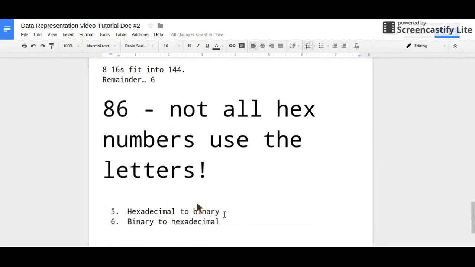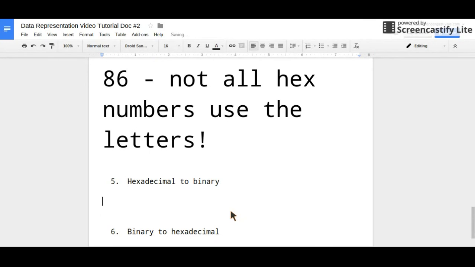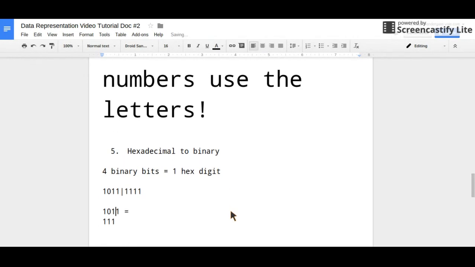Okay, we're now going to move on to hexadecimal and binary, and this is actually really easy. All you have to remember is 4 binary bits, so a nibble from the last video that we looked at, 4 binary bits equals 1 hex digit. So if I have a binary number such as this, all I need to do is split the byte up into 2 nibbles, and then I just need to calculate what each nibble is. So I know that this is 1, 2, no 4s, and an 8.